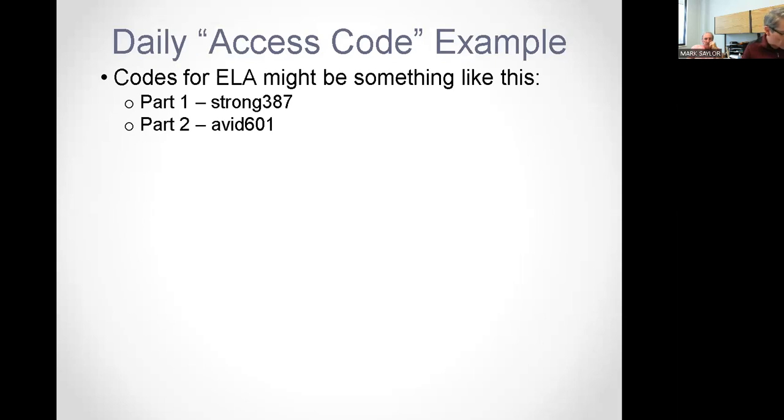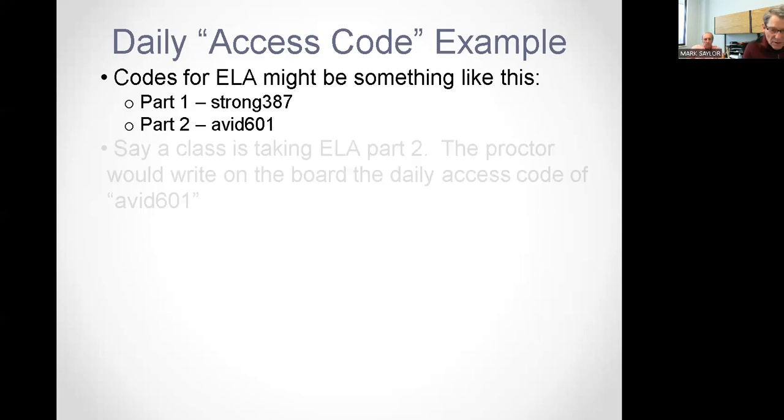All right, just an example of what the access codes will be. Say, for instance, I'm taking part 1 of the ELA. I've used Strong 387. And then when I finish that, I'm going to take part 2. I'll use Avid 601.